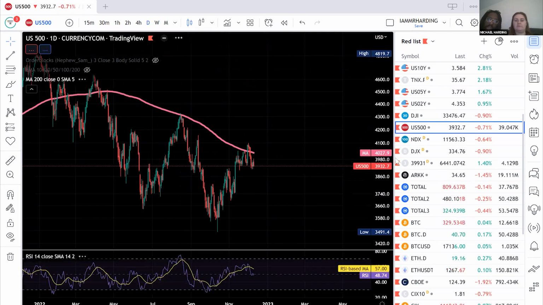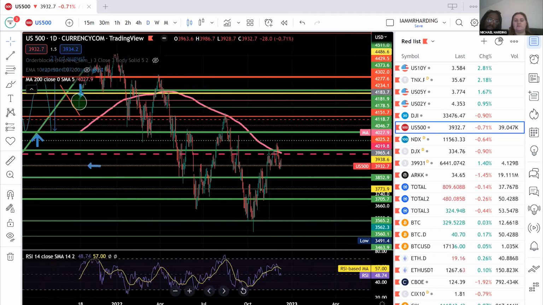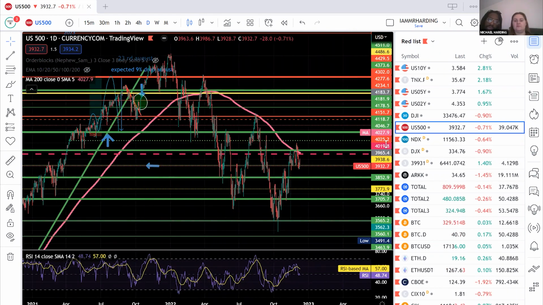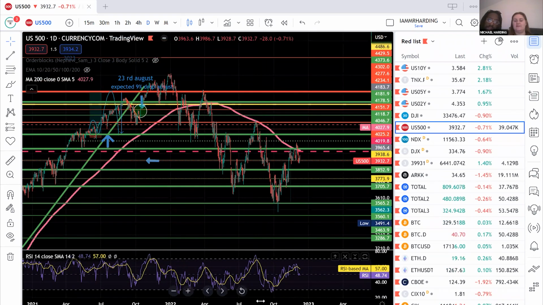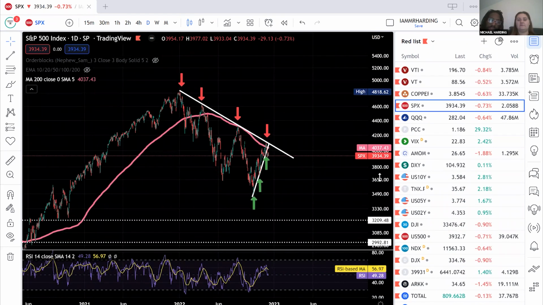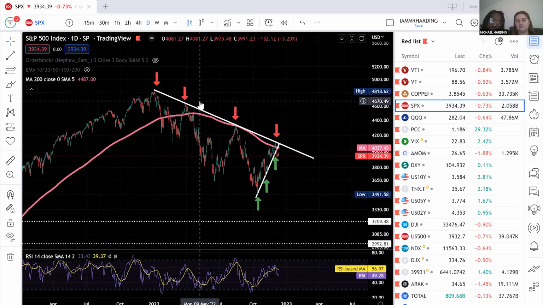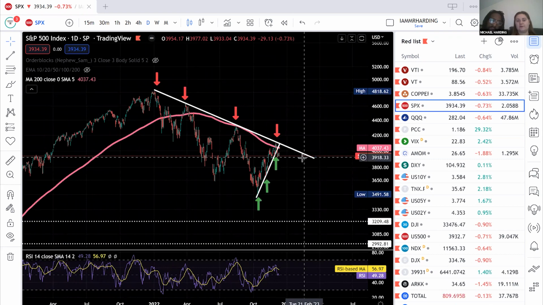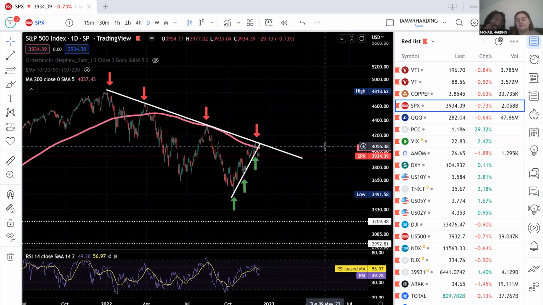Before we move on to ETH, let's remove all the analysis. So we can see that's a clear downtrend with 1, 2, 3, 4 touches to the downside. So we're expecting that to continue on moving down.